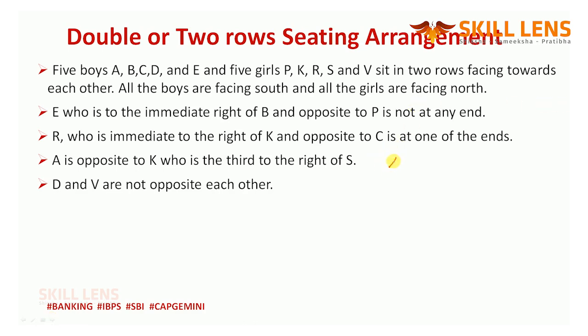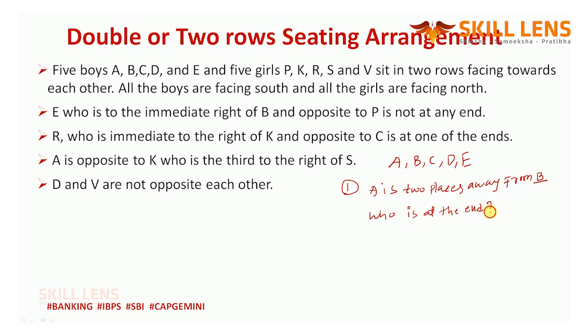Okay, guys, before getting into the point, I want to clear one more important point here. Let's say there are A, B, C, D and E, 5 friends. If I state like this, A is 2 places away from B who is at the end.